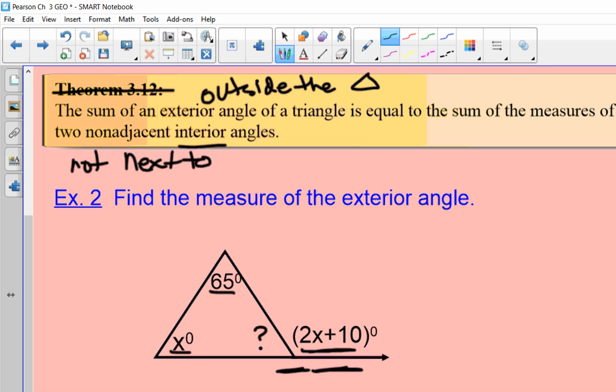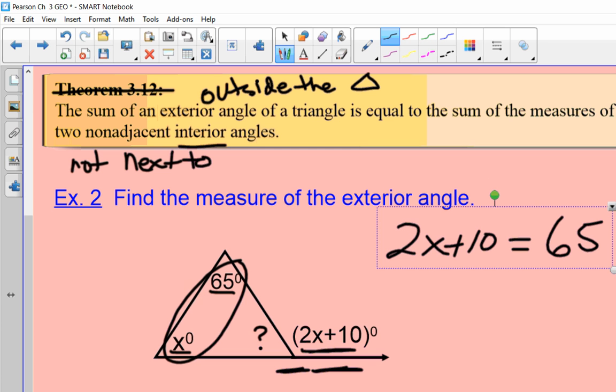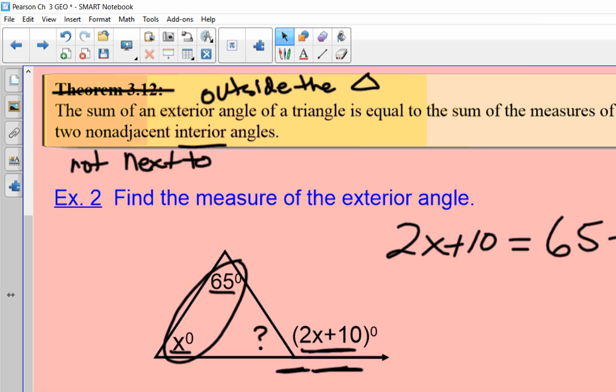Let me go back. The sum of an exterior angle of a triangle is equal to the sum of the measures of the non-adjacent interior angles, okay? So I'm taking the one that's outside is equal to the sum of the two inside that are not next to it, okay? So, big thing there. Need to make sure that we can read the words, and the words sometimes get kind of crazy here, okay? But now I want to go ahead and solve it for x, okay?